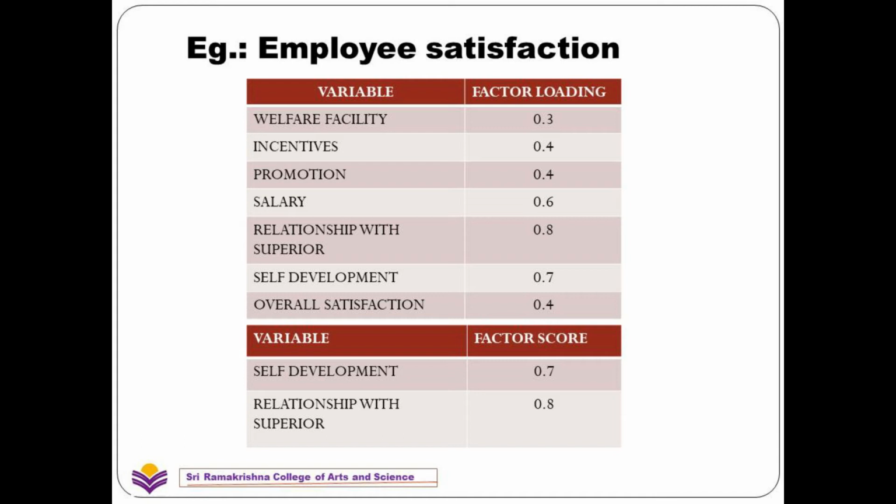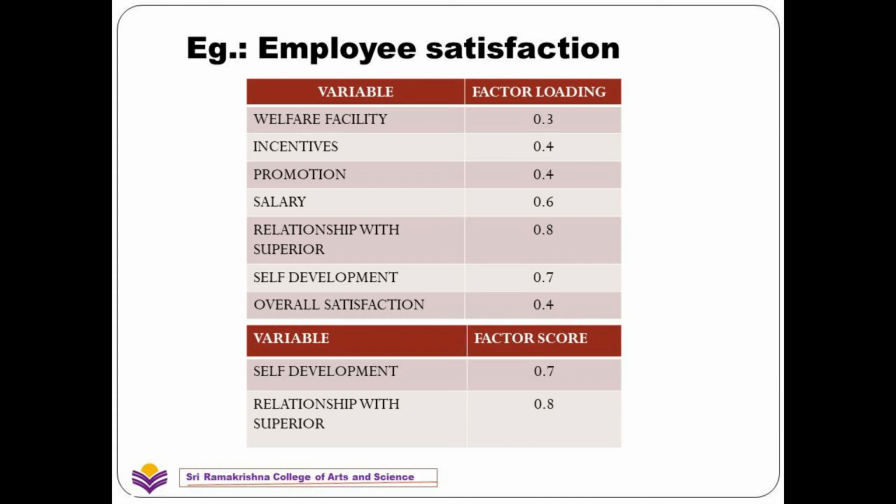The degree to which it gets a high score is called factor score. Now self-development got 0.7 and the relationship with the superior got 0.8. This is called factor score. Instead of studying 6, 7 variables, you can study only these two variables because they got the highest scores. So it is meant for data reduction and data summarization. I hope you understand by this table.